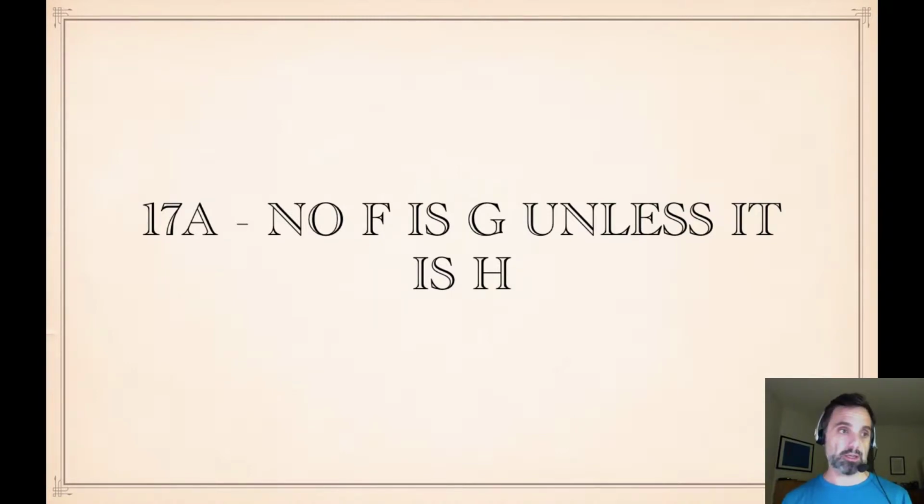I'll be discussing a particular construction in English, the no F is G unless it is H construction, and then in the other video lecture, I will talk about using the derivation module to help construct models to show that arguments are invalid, and it can be a handy way to do that. So we'll see how that works in the next video. Okay, so no F is G unless it's H.